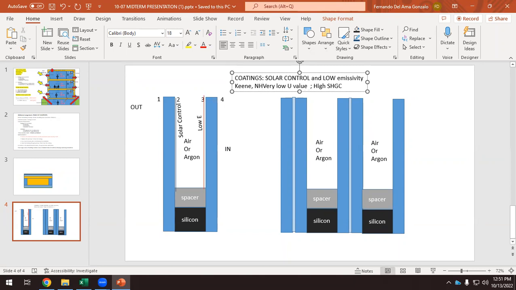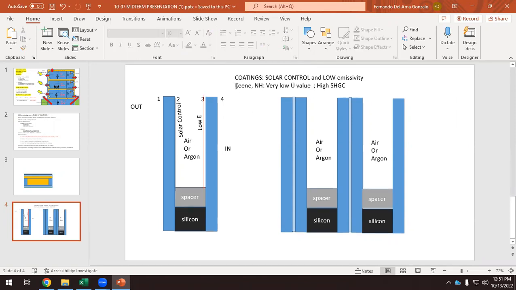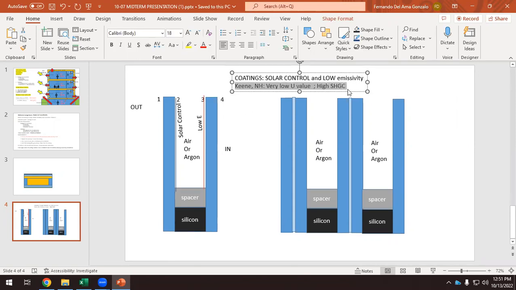In Miami, probably the U value is not that important because it's warm outside. And we need a very low solar heat gain coefficient because I have a lot of sun and I want to keep the sun outside the building. Okay, so this is what I need. So that means that I need a low emissivity coating and I wouldn't need a solar control coating.